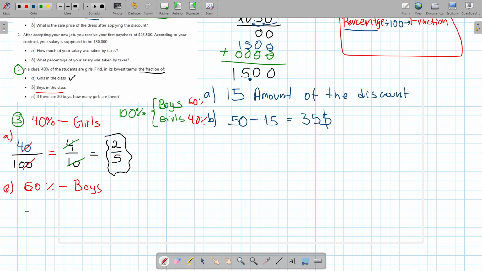Now 60, we have to do the same, divide by 100. We can simplify this, and we are going to have 6 over 10. 6 over 10, I can take the half and the half, and it's going to be 3 over 5.